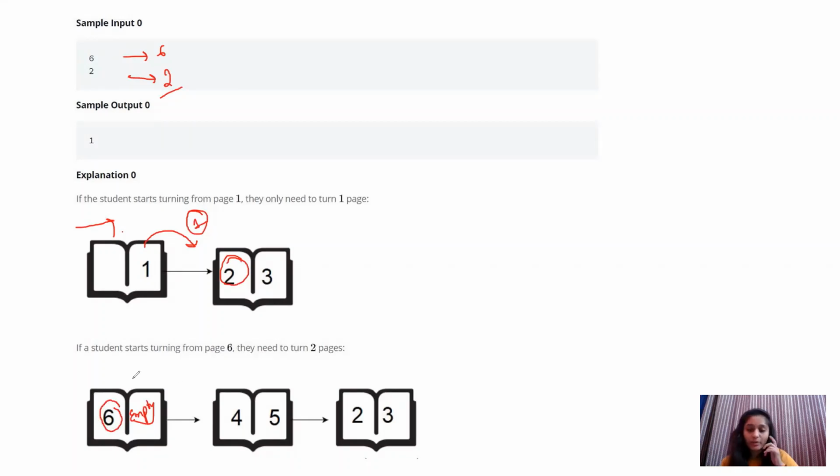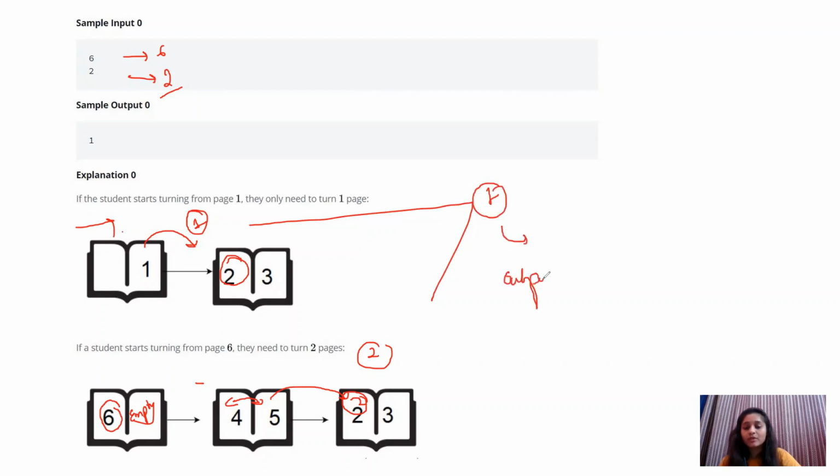Now if I turn this page from back, then I'll land on page 4 and 5, page numbers 4 and 5. Now if I turn this page again, then I'll land on page number 2. So here the number of turns I'm taking is 2. Now the minimum of both of these is 1, so we will return the output as 1. The minimum turns we need to take is 1.